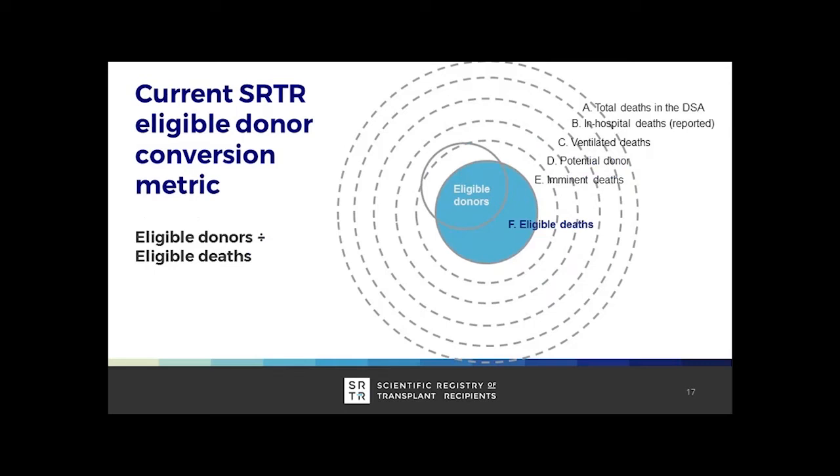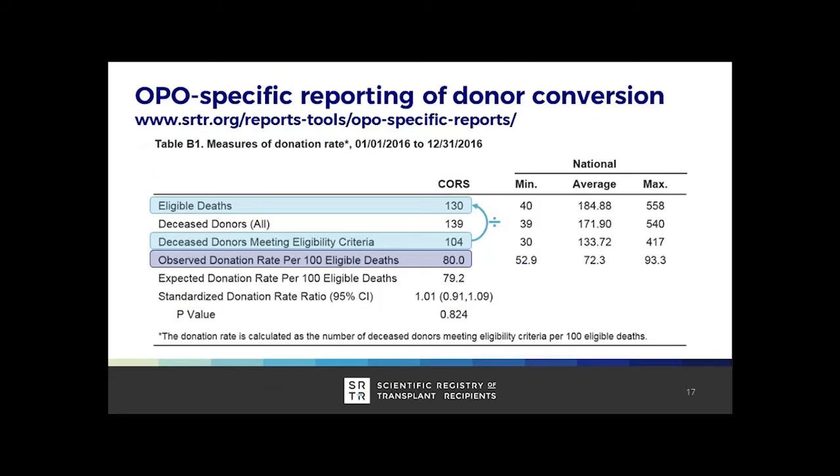Simply what we're doing is we're starting from that eligible death circle, Circle F, and looking at those eligible deaths, how many of those became what we would call eligible donors. It's a distinction that we are only looking within the eligible death pool. Of course, there's a portion of that circle that reaches out into the imminent death pool and indeed out beyond that into the potential donor pool, Circle D. So it's not ideal, but it is what we have been reporting for some time.